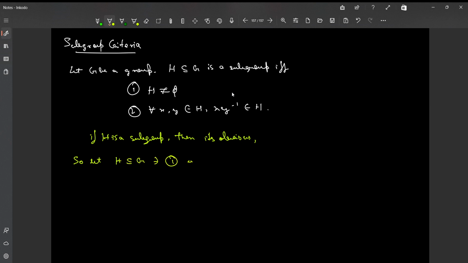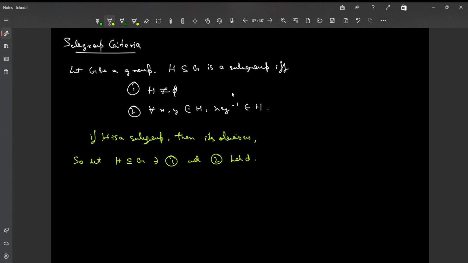Okay, so let H be a subset of G such that 1 and 2 hold. Now, obviously, since H is a subcollection of the elements in G, associativity holds trivially in H, so that's not something which we need to check. If G is abelian, that is a commutative group, then commutativity also holds trivially in H, because H is simply a subcollection of the elements in G. So we need to check only three properties specifically: whether H is closed under multiplication (again, we are considering the group multiplicative), whether the identity is there in H, and whether the inverse of every element is there in H.